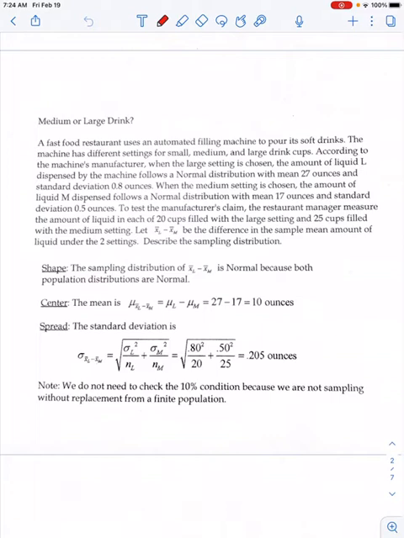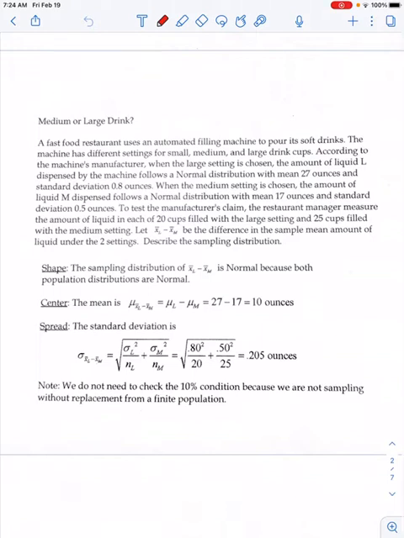When the medium setting is chosen, the amount of liquid M dispensed follows a normal distribution with a mean of 17 ounces and a standard deviation of 0.5 ounces. To test the manufacturer's claim, the restaurant manager measures the amount of liquid in each of 20 cups filled with a large setting and 25 cups filled with a medium setting.